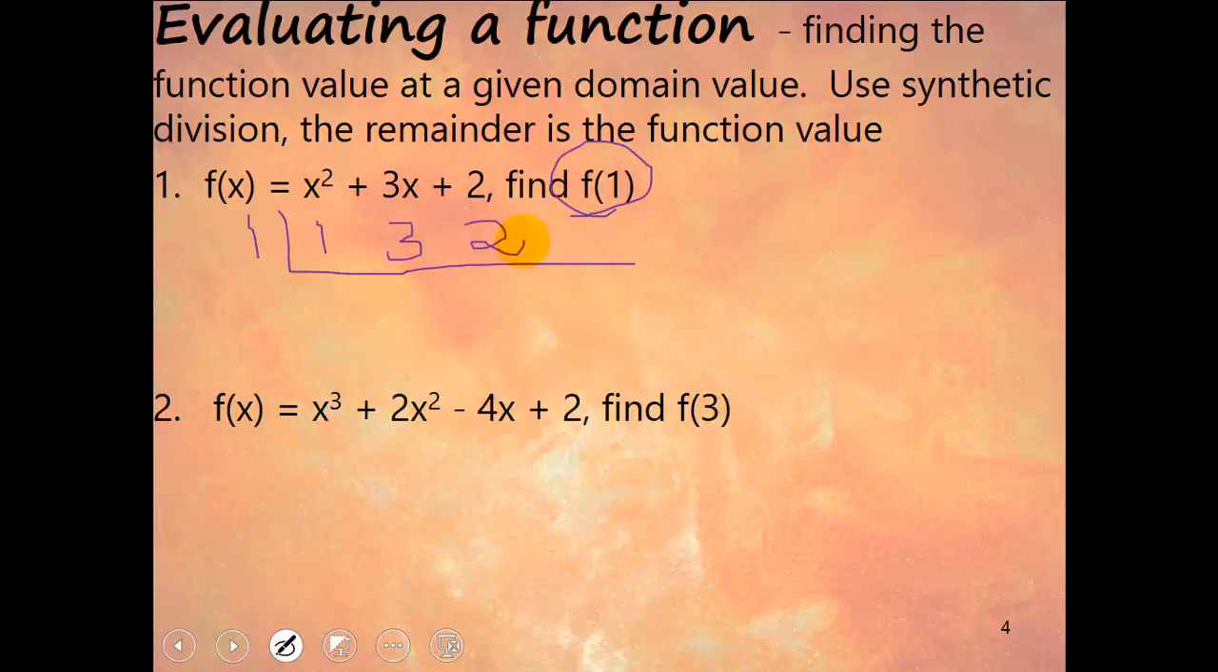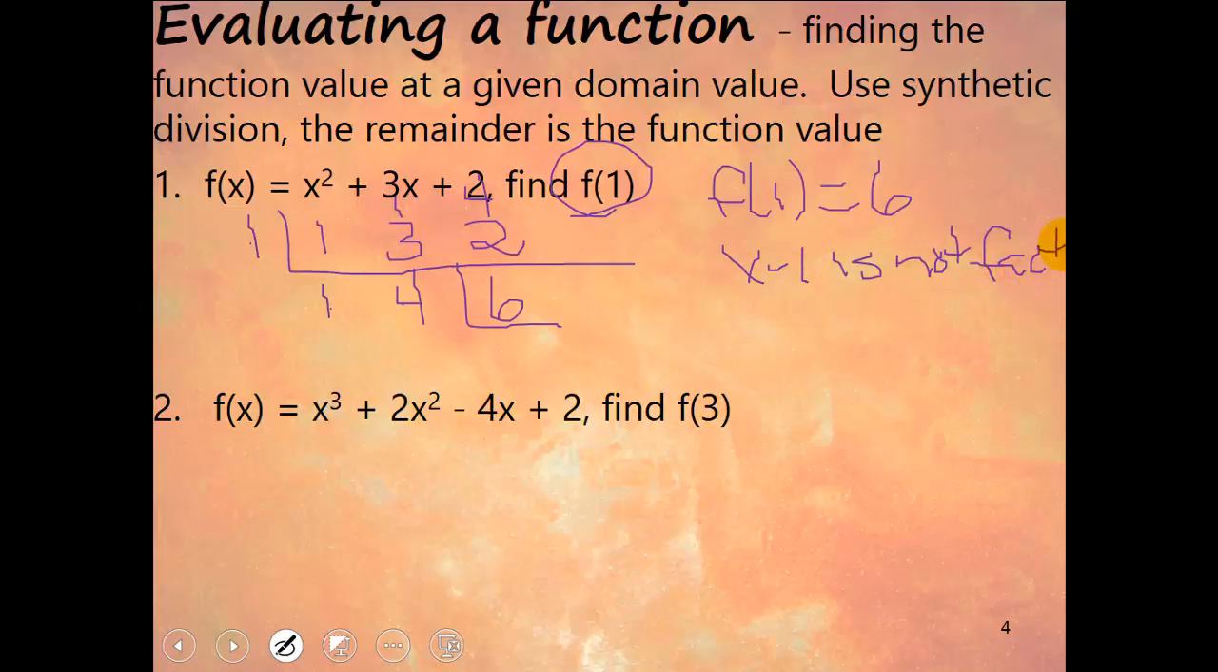Begin the process. So I bring down the 1. 1 times 1 is 1. 1 plus 3 is 4. 4 times 1 is 4. 4 plus 2 is 6. Here's my remainder. Okay, so f of 1 is equal to 6. And again, we know this from before that x minus 1 is not a factor, and 1 is not a solution or a root. Okay? So you try number 2 on your own. Come back and see if you got it right.